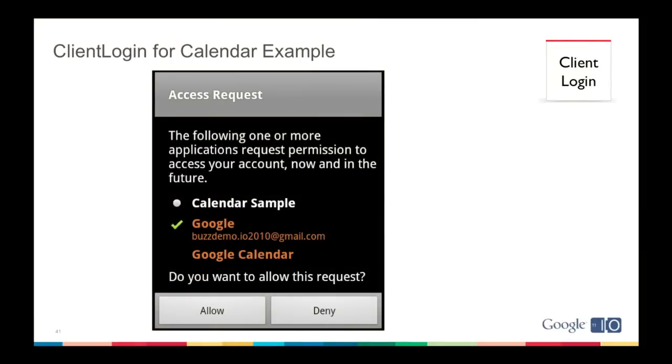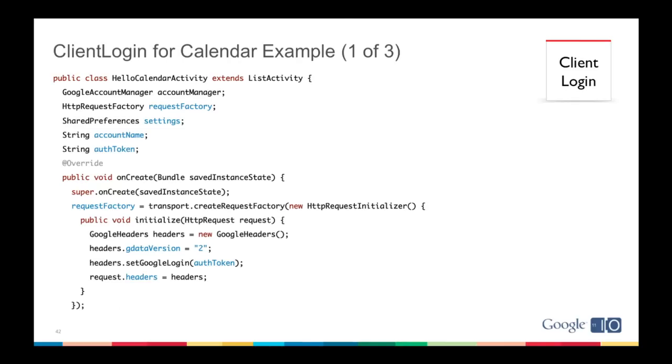Here's an example of what the user interface looks like. It says, do you want to give your Google Calendar access to this application? In this case, it's the calendar sample. Hopefully, they click Allow. So here's what it looks like. This slide is pretty much the same as the previous slides. I have to set a request initializer that sets the GData version. The one thing that's new here is I'm calling headers to set Google login. So the auth token that you got from the account manager, that's the one you pass into the header.